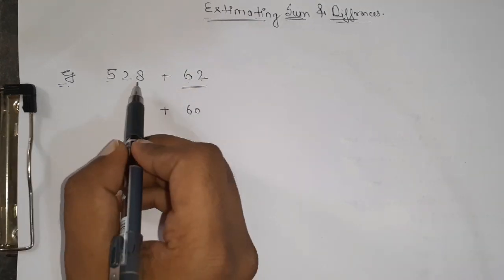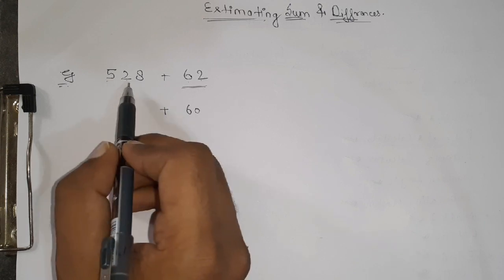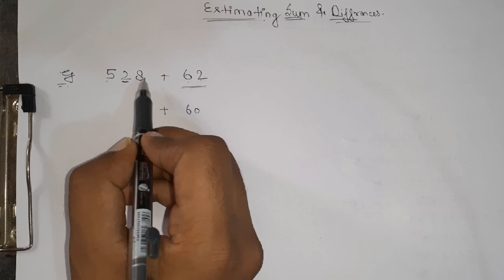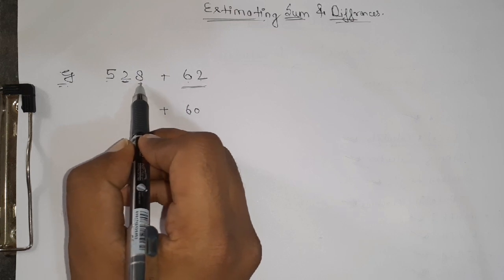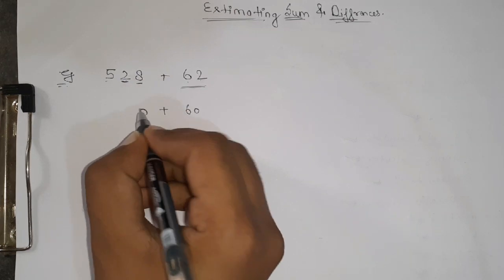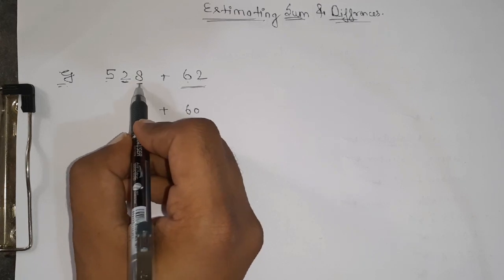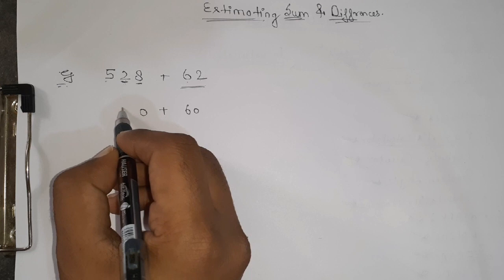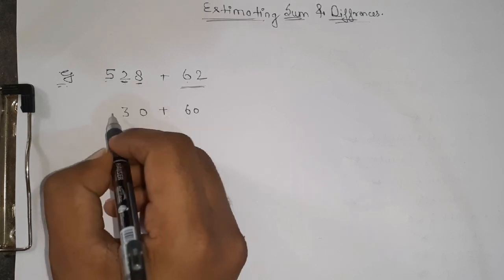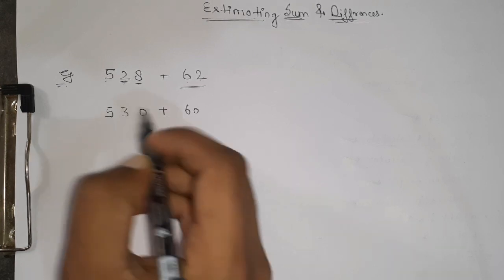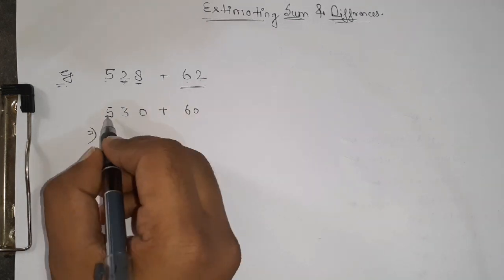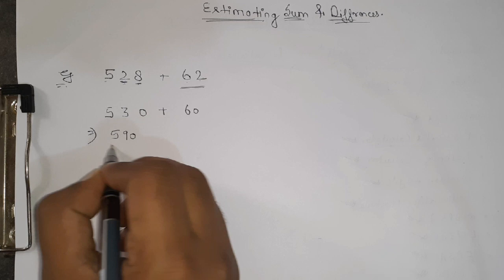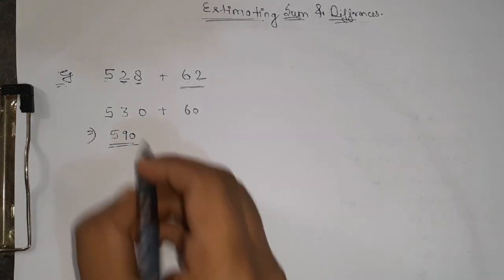Plus, now you have to round off this other number also up to the tens place. So this is ones and this is tens. This is 8, more than 5. So this 8 will be replaced by 0, and because it is more than 5, 1 will be added to the 2, so 2 plus 1 is 3, and this 5 stays 5. So the answer will be 530 plus 60, that is 590, right, students?